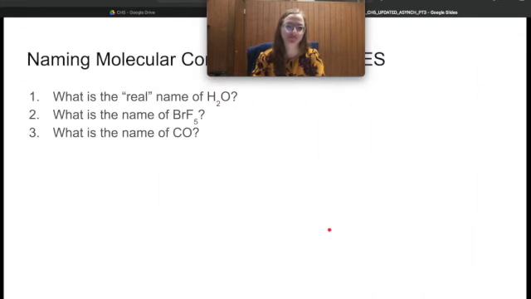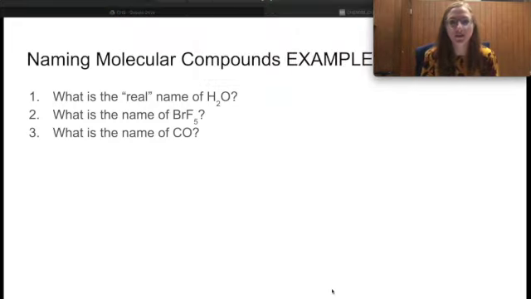So let's work through some examples of how to actually name these compounds. We talked about the rules. How do we actually do it? All right, don't be funny with me. I asked for the real name for H2O because, of course, we could say water. That's the everyday name that we use. However, how do we actually name it if we follow our rules?